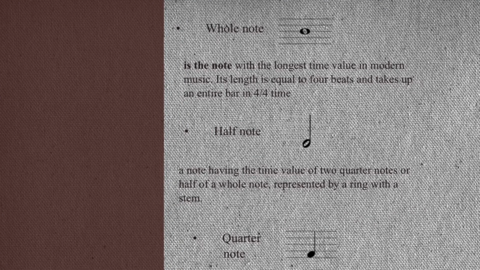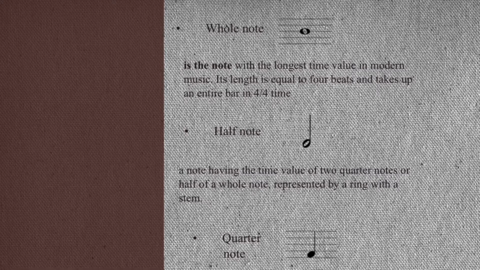Now, let's proceed to the notes. First is the whole note. Whole note is the note with the longest time value in modern music. Its length is equal to 4 beats and takes up an entire bar in 4/4 time.